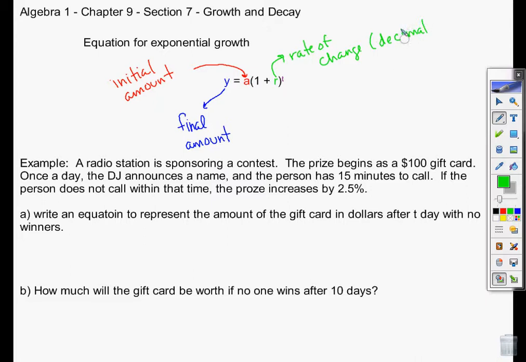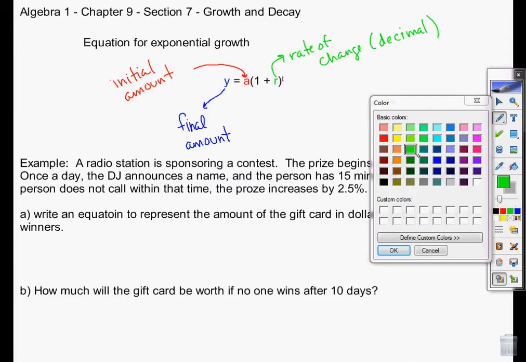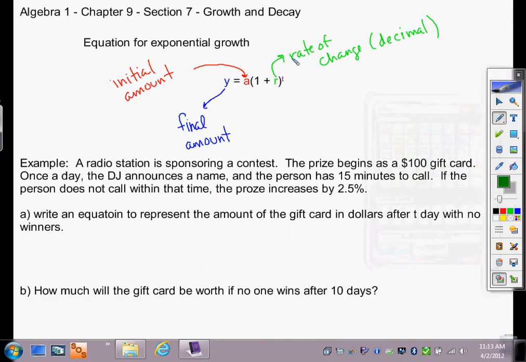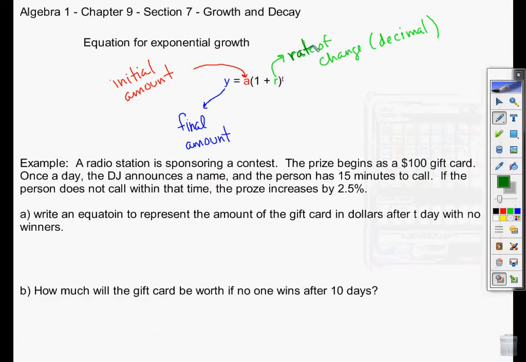Is that green dark enough? No? Okay, let me change it. Yeah, that's a little better.